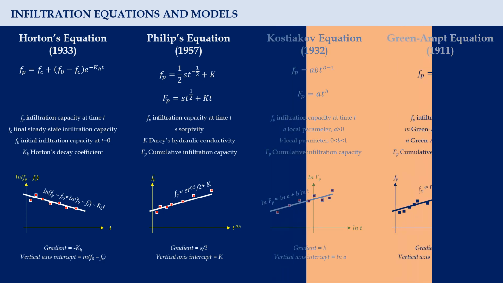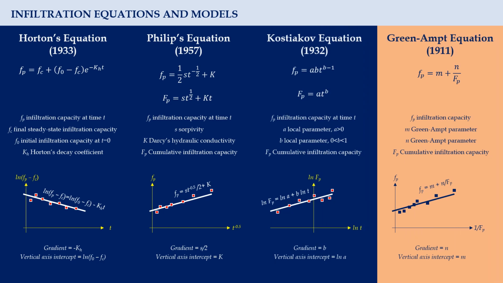The Green-Ampt model uses parameters M and N to represent the soil porosity, capillary suction at the wetting front, and Darcy's hydraulic conductivity. We use the graph of infiltration capacity against the inverse of cumulative infiltration capacity to determine the best fit line intercept M and gradient N.